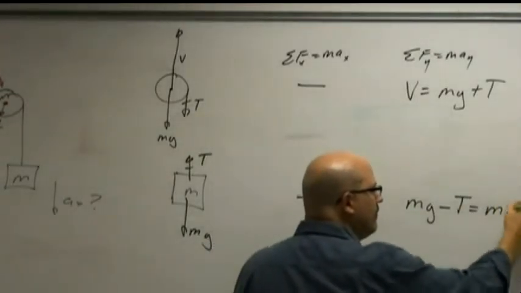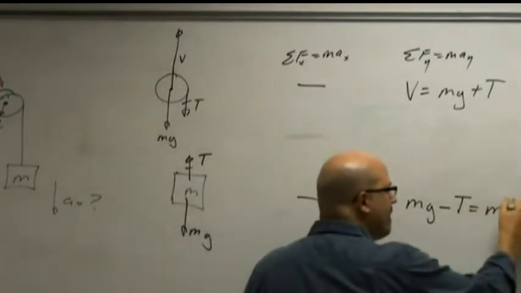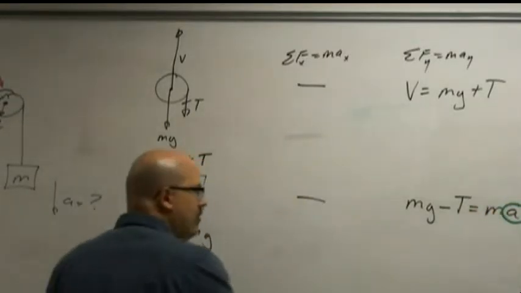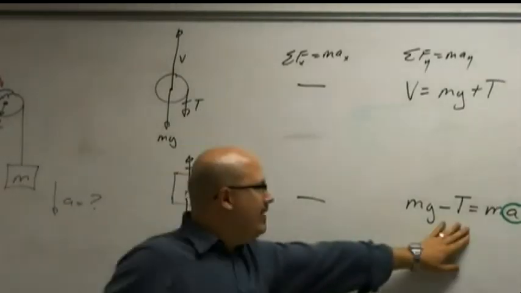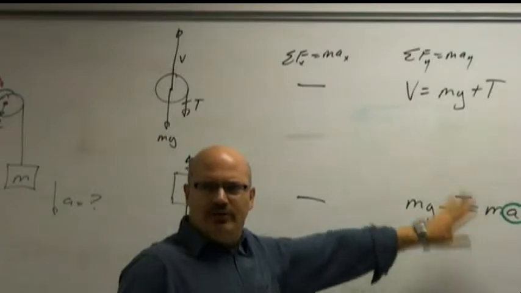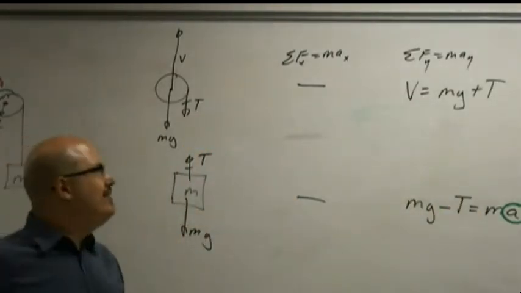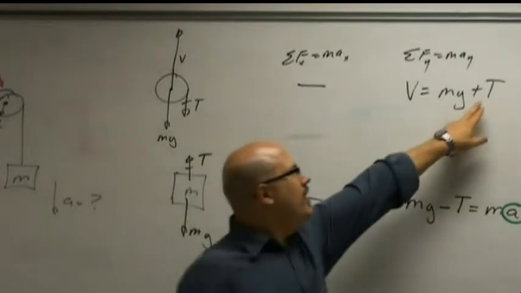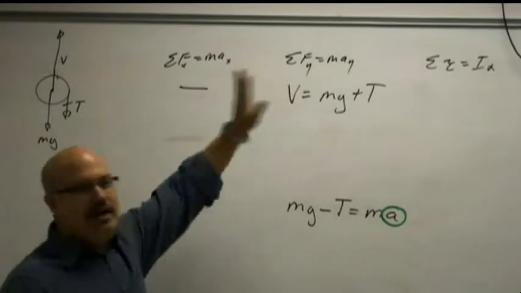Circle it in green, green for go. We want that. Do we have enough information to find that? No, we don't know what T is, not yet. Couldn't we just plug T in from this? Would that work? No, we don't know what V is.